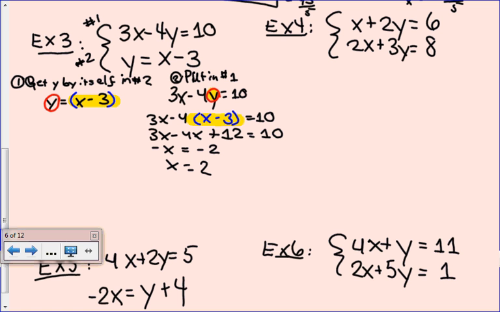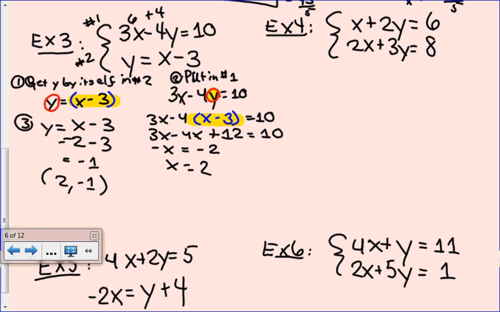Okay, so here's x again. We bring it back here. We find y. y equals x minus 3. So instead of writing x, we write 2. Negative 1. So we'll write down the answer for negative 1. And then again, go back to the beginning. 3 times 2 is 6. Negative 4 times negative 1 is positive 4. 6 plus 4 is 10.